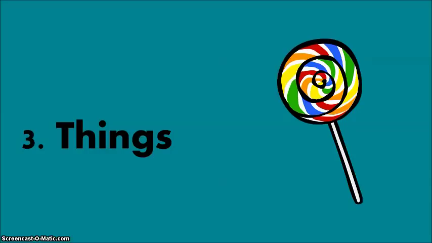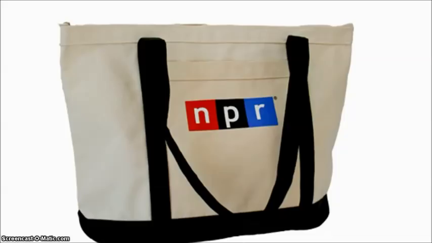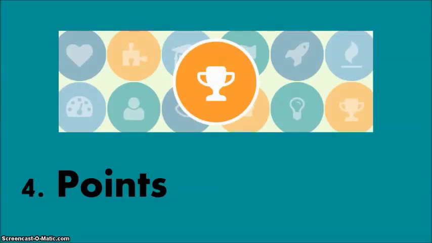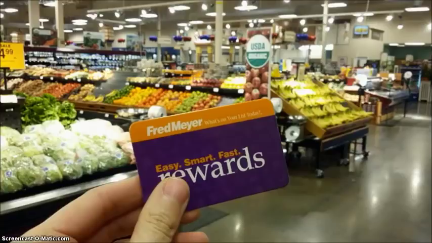For adults, physical incentives could be things like a bonus tote bag when you renew your membership to a radio station, or a bonus package of seeds when you purchase a new irrigation system. And finally, points are what they sound like. They're any time you gamify an experience by giving people points that they can use to track their progress or earn discounts or rewards. Think of a grocery store loyalty program.